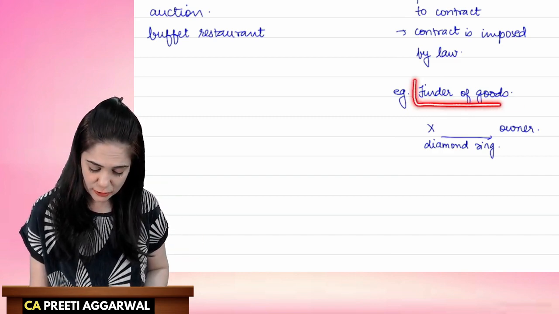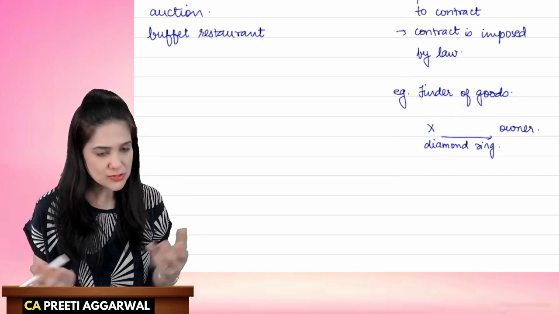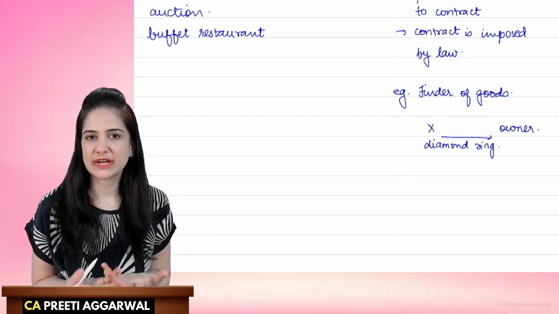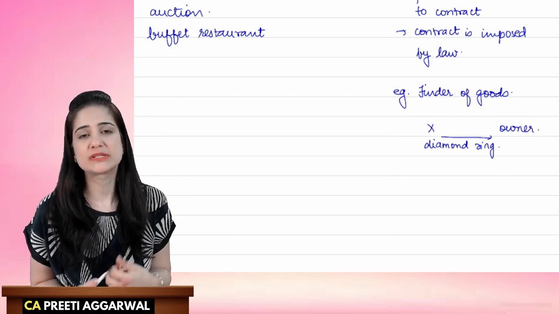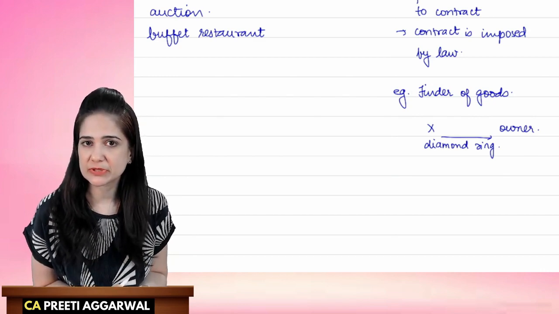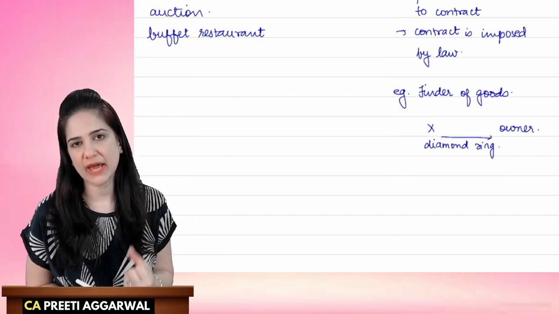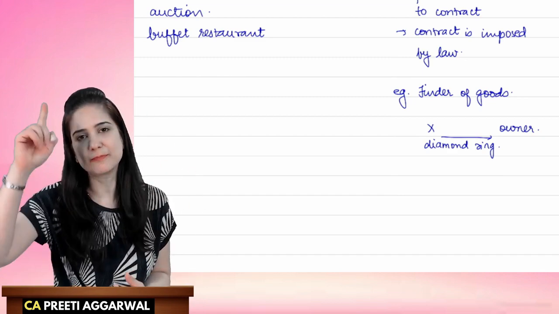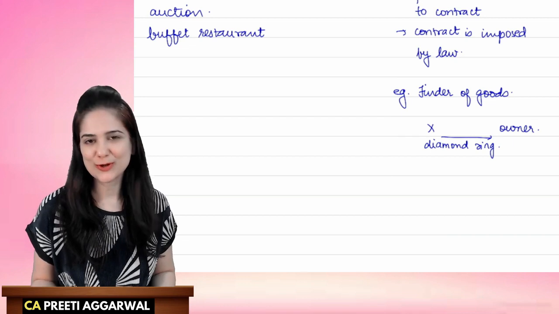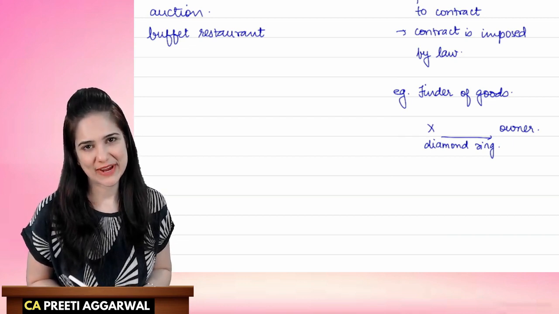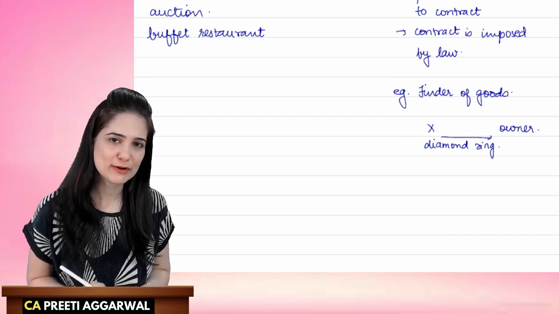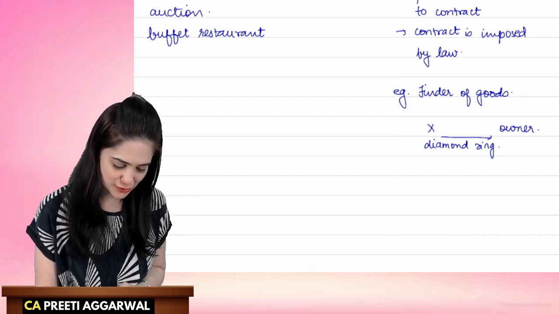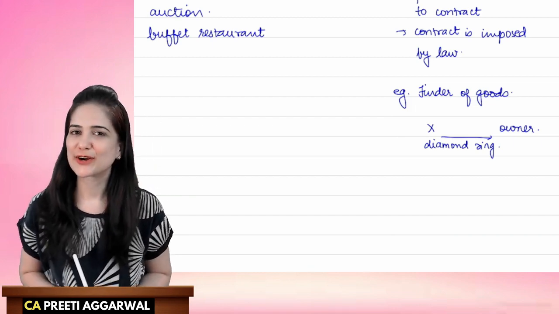But for a finder of goods, there is no offer, there is no acceptance. There was no contract that he will take care of the goods, but because he has found goods belonging to some other person, he assumes the role of a caretaker. He has certain rights, certain duties which are imposed by law. So this is also an implied contract. It's an implied contract that you have to take care of the goods till the true owner is found, and once the true owner is found, you have to return the goods to the true owner. So this is an implied contract.